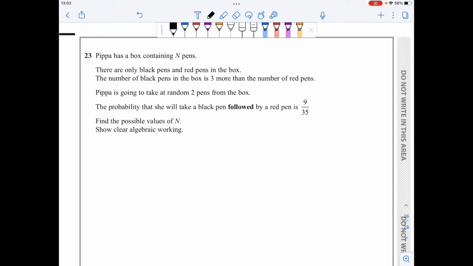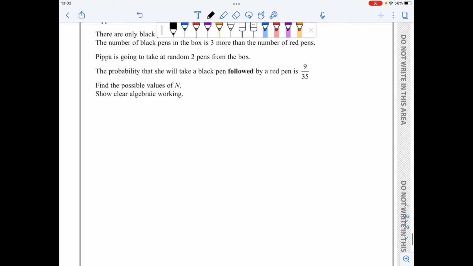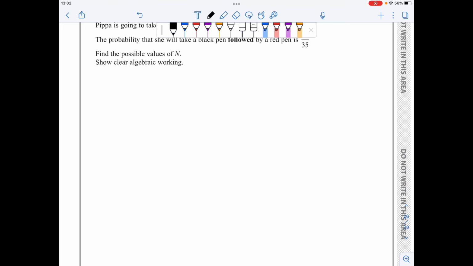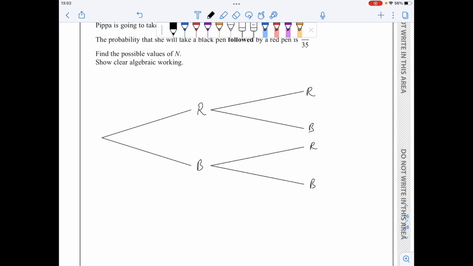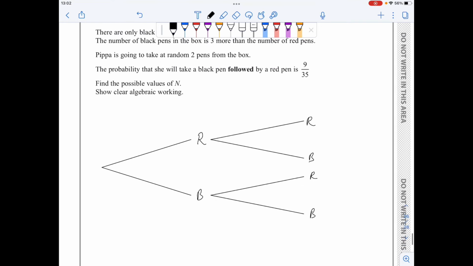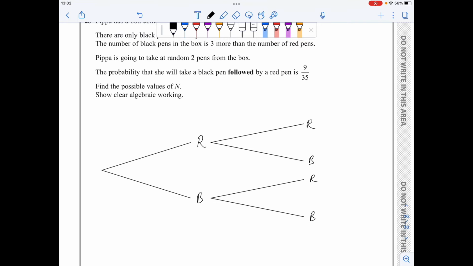In question 23, you can think of this as a tree diagram problem. So if I create a tree diagram, it's going to look like this. Now, there are many ways to set this up, but I'm going to use x for red, and for black, I will use x plus 3 because there are 3 more black than red. So the total, which is my n, is equal to 2x plus 3.